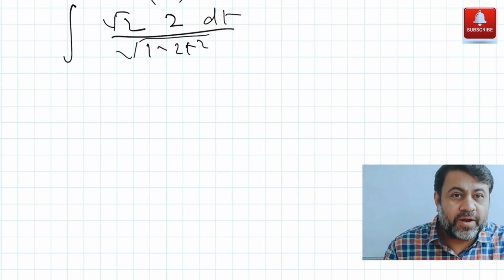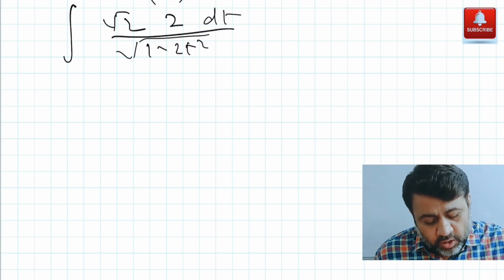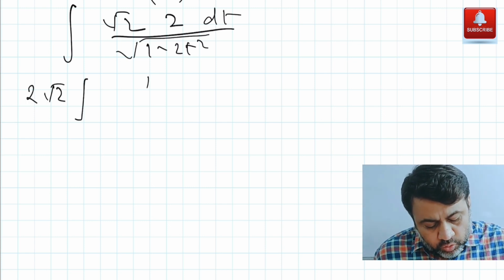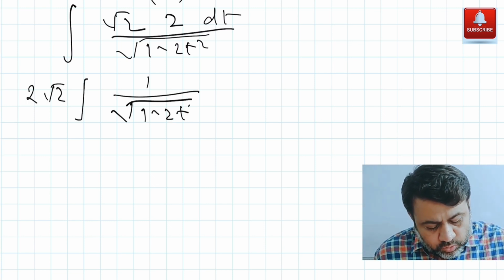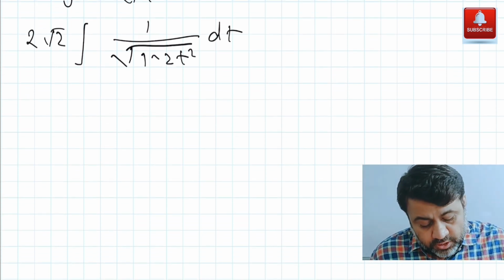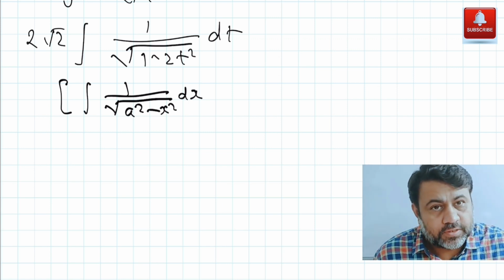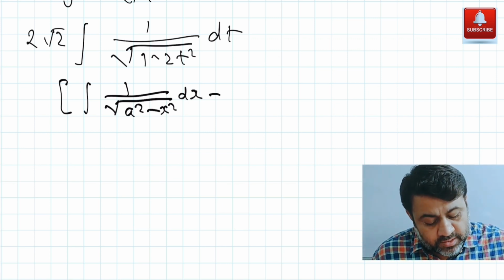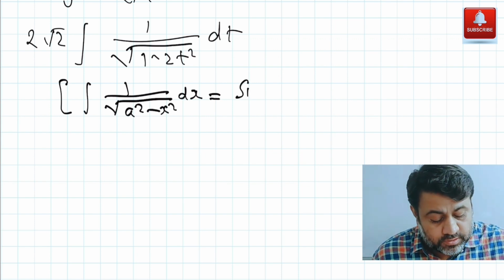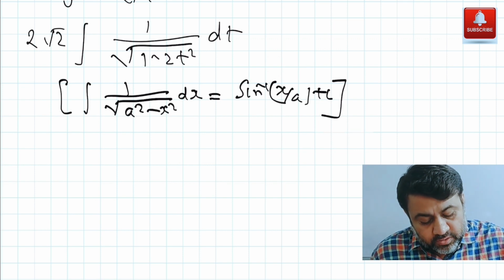ठीक है, तो यहाँ पे मैं बड़े प्रॉब्लम को छोटे छोटे प्रॉब्लम करते जा रहा हूँ. जब ना मुझे सिर्फ इस पार्ट पे फोकस करना है. 2 and root 2 कांस्टेंट है, उसको इंटीग्रेशन के बाहर रख देता हूँ मैं. 2 root 2 1 by under root 1 minus 2 t square dt. ठीक है, now what to do here is you just need to recall what is integration of 1 by under root a square minus x square वाला फॉर्मूला आपको याद होना चाहिए. 1 by under root a square minus x square, ठीक है, is sin inverse of x by a plus c. I am just going to apply this formula in this question at present.